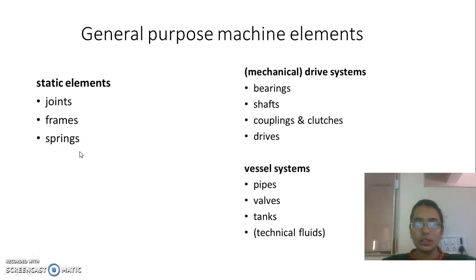But what is the meaning of static? Static means that which is stable at one time, which does not move from one place to another. It requires force to move. If you do not apply any force, then it will not move. So for that, we consider elements like the joint, frame, and the spring.